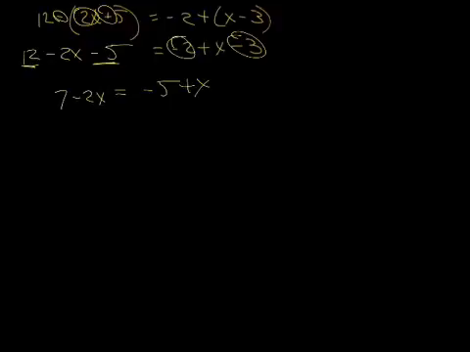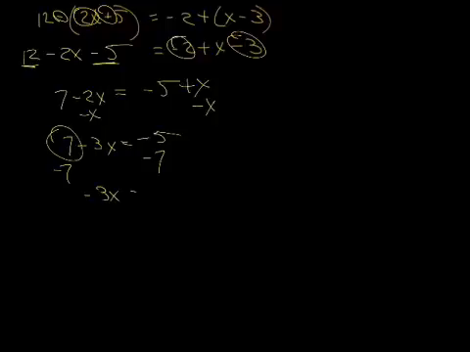So let's see, I'm going to move my x over, so I'm going to subtract x from both sides. 7 minus 3x equals negative 5. I'm going to move this over by subtracting it from both sides, so I get negative 3x equals negative 12. Divide by negative 3, divide by negative 3, and x equals negative 12 over 3, which is positive 12 over 3 because of two negatives, and 12 over 3 is 4. Alright, let's do one more, and we'll be done.